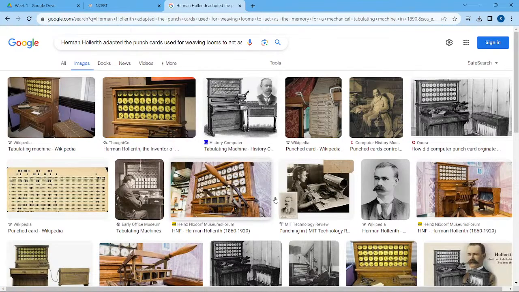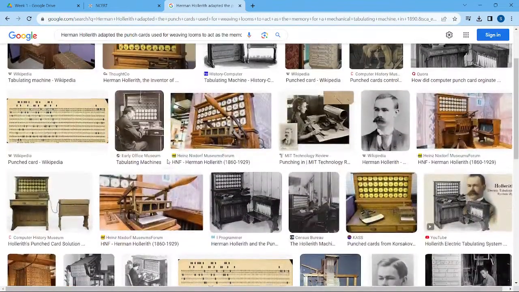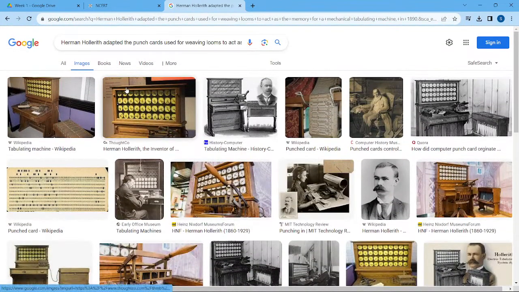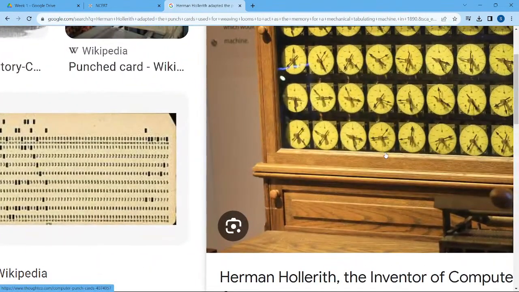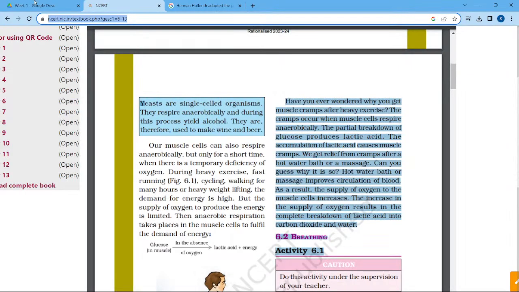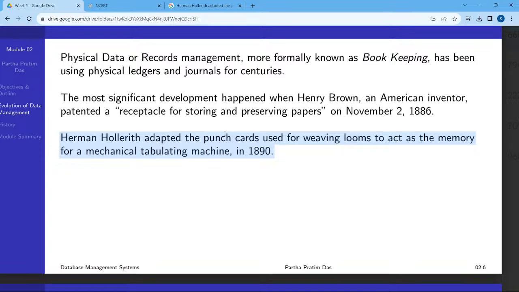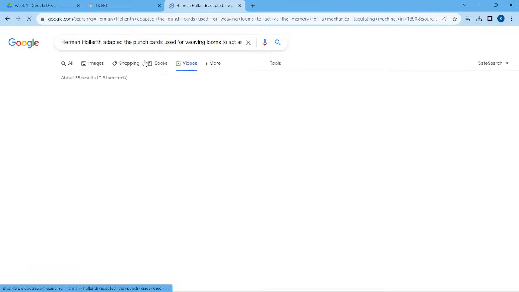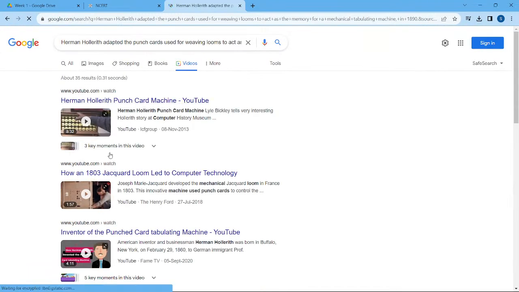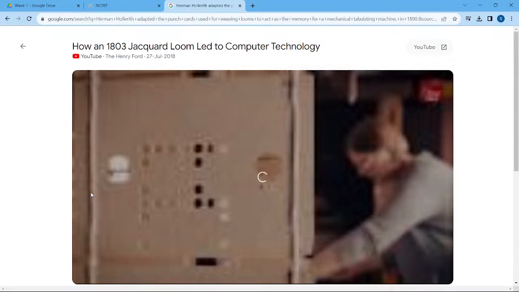See this machine. I guess you might have seen this in olden movies. Look, it's tabulating data using what was it that he used? Weaving looms for mechanical tabulation. Okay, is there a working video available on this? I guess there is.